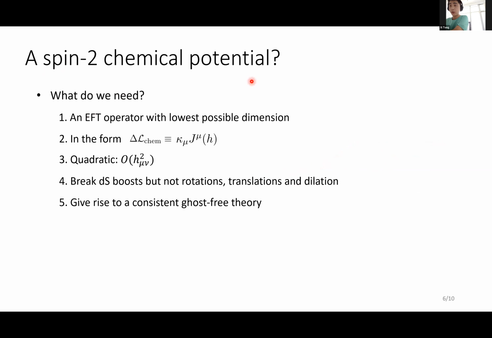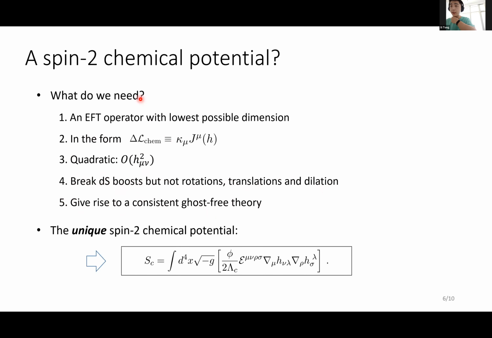So we need a spin-2 chemical potential. What ingredients do we need? First, we need an EFT operator with the lowest possible dimension, because we are working in a field theory language, so everything should be local, added in the Lagrangian. Second, it has to take the form of the chemical potential, kappa mu times J mu. Otherwise, it wouldn't be called a chemical potential. Third, it has to be quadratic in the massive spin-2 field, so that it can contribute to the linear equation of motion. Fourth, it should break de Sitter boost, keeping the rotations, translations, and dilations invariant. This is one of the necessary conditions I mentioned before, symmetry breaking. And last, it should give rise to a consistent ghost-free theory in the IR. So these are the 5 constraints that we pose.